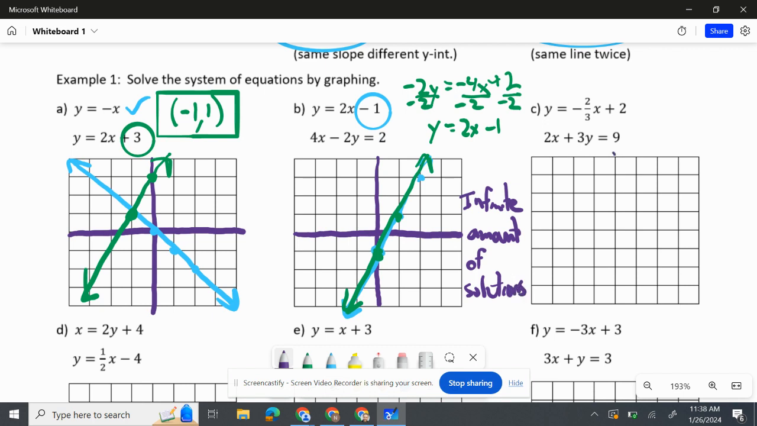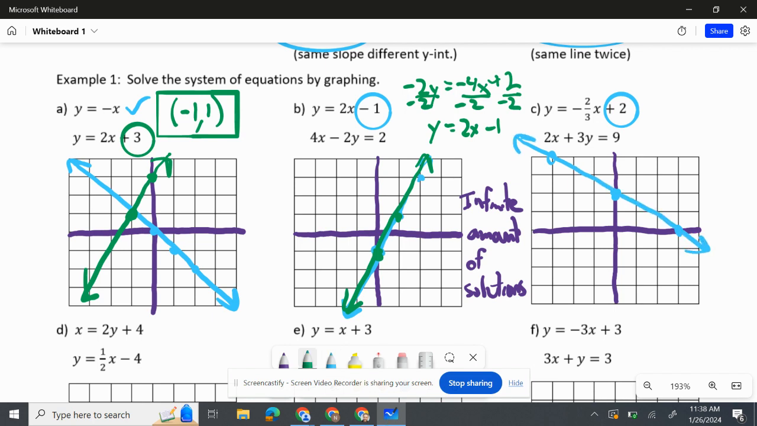Now, looking at letter C, I'm going to do the same thing. I'm going to start off with my y-intercept, and I see that my y-intercept is 2. My slope is -2/3, so I go down 2 to the right 3, or I could go up 2 to the left 3, and I draw my line.